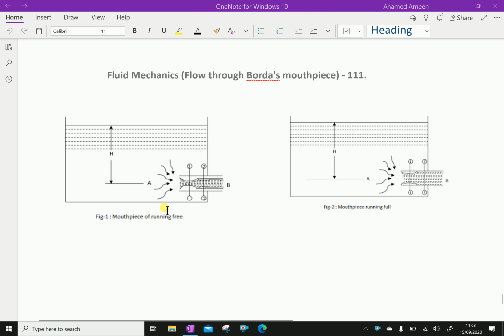In fluid mechanics, let us discuss flow through Borda's mouthpiece. A short cylindrical tube attached to an orifice in such a way that the tube projects inwards to a tank is called an internal mouthpiece. This is called an internal mouthpiece. It is also called re-entrant or Borda's mouthpiece.